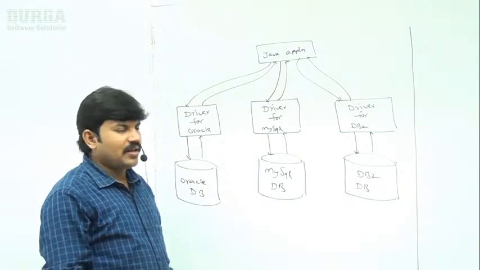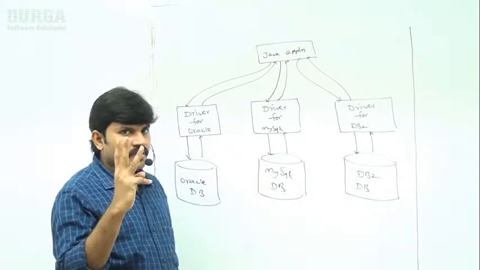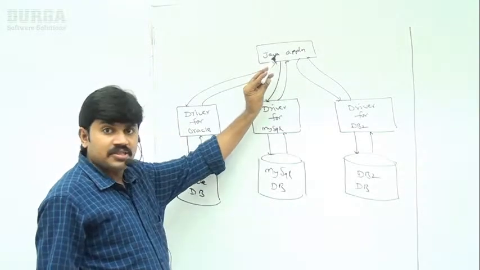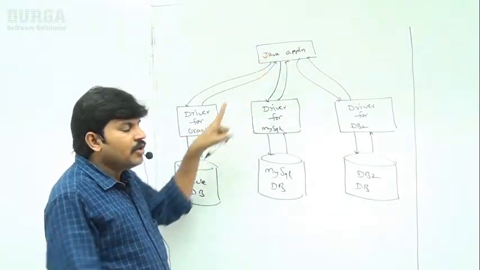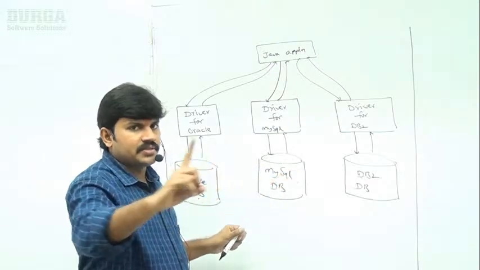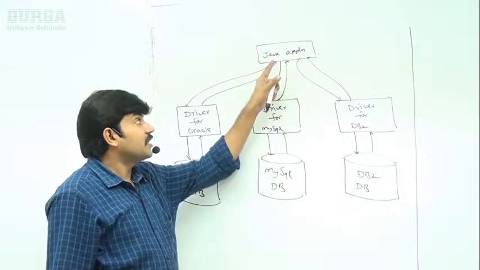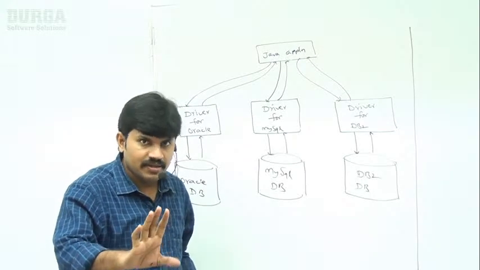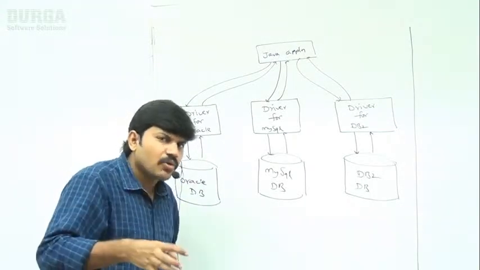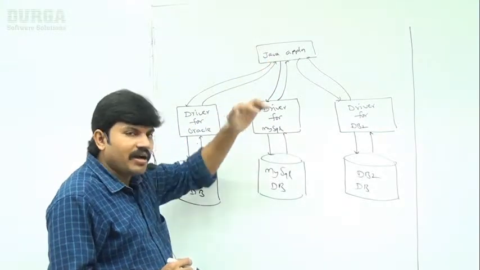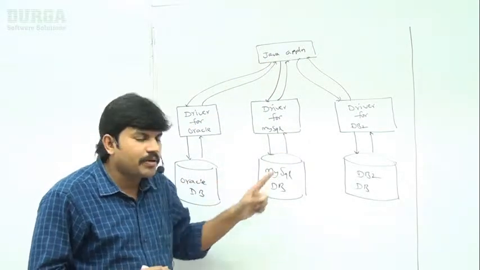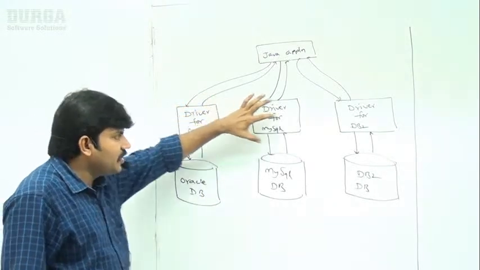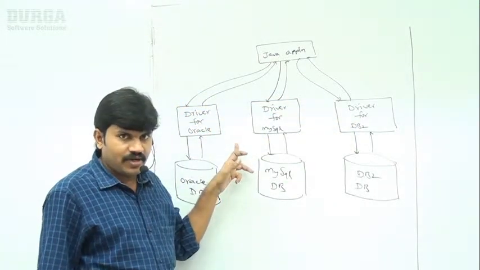Now, can you please tell how many databases are there? 3 databases. But how many Java applications are there? Only one application. Have you observed that? For any number of databases, one Java application is enough. That's why Java is database independent. But who is going to convert Java into the specific database terminology? The corresponding driver is going to take care. Is it clear for all of you?